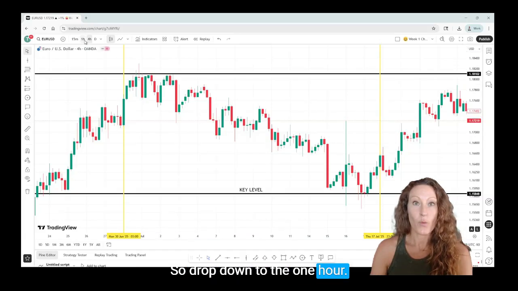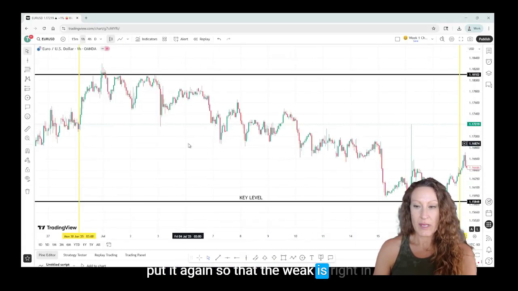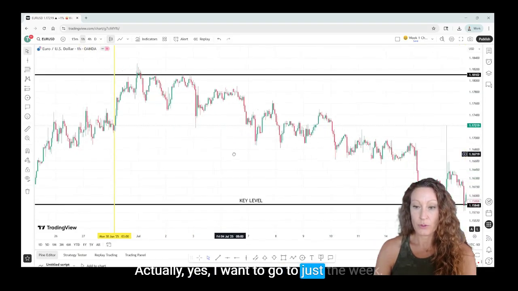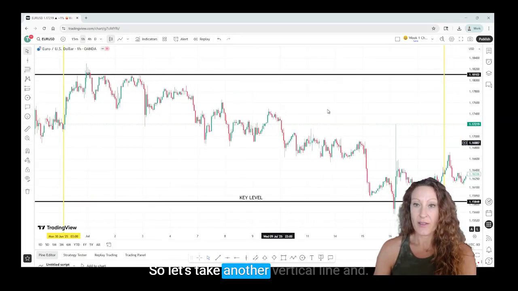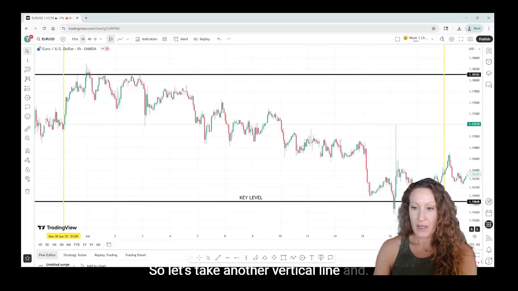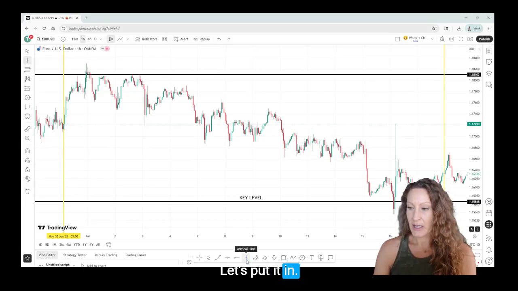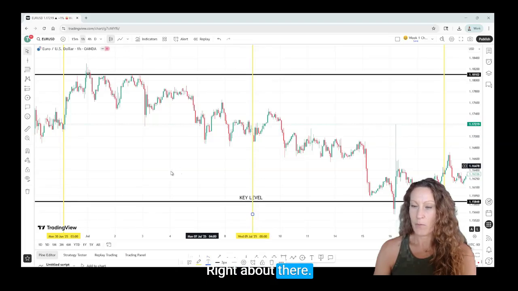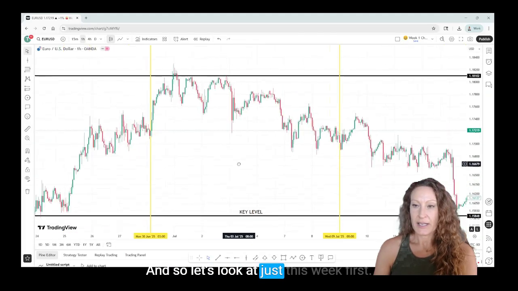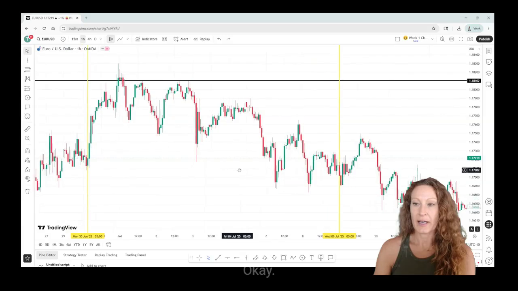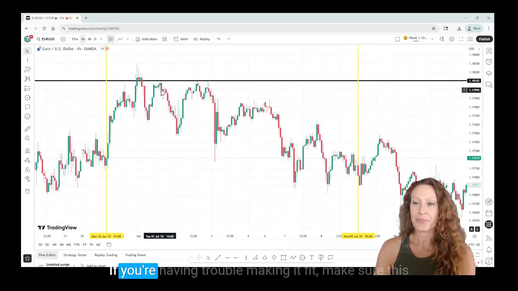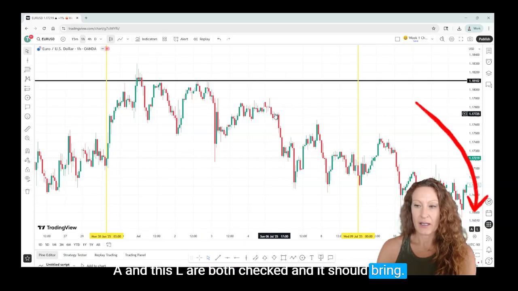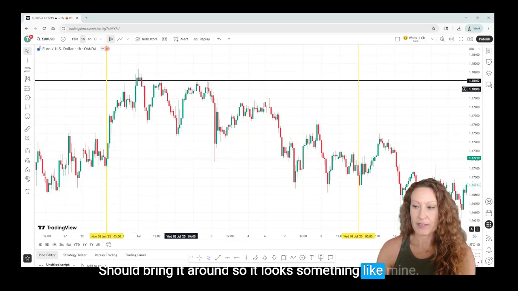So drop down to the 1 hour. Put it again so that the week is right in front of us, or the 2 week, excuse me. Actually, yes, I want to go to just the week. So let's take another vertical line and let's put it in, what date is this? The 18th, about the 9th, okay? Right about there. And so let's look at just this week first, okay? Hopefully your chart should look like mine. If you're having trouble making it fit, make sure this A and this L are both checked, and it should bring it around so it looks something like mine.